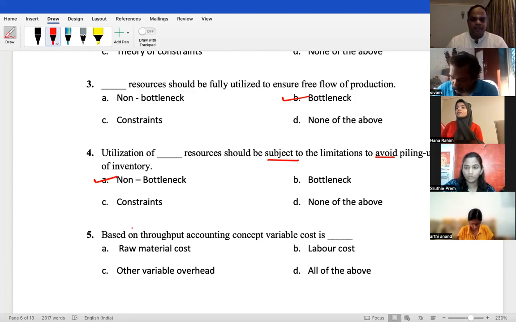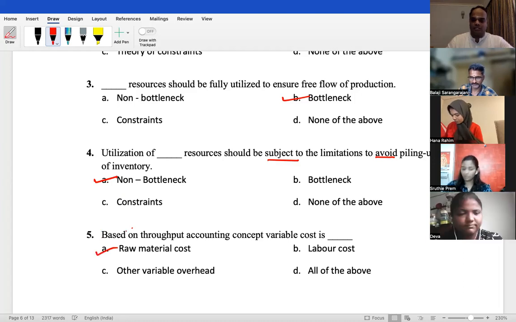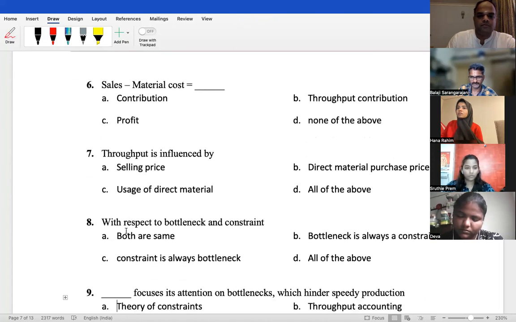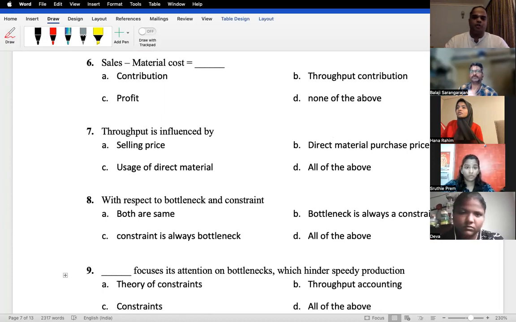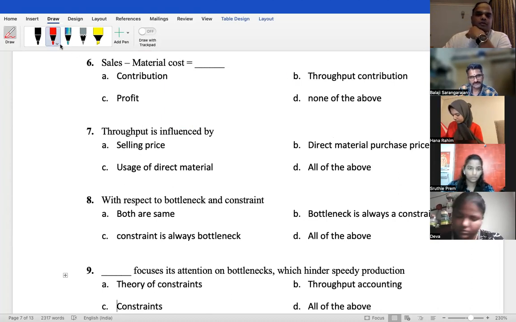Fifth one, based on throughput accounting concept, variable cost is dash. Raw material cost, labor cost, raw material cost, or raw material cost alone. Sales minus raw material cost is called contribution, throughput contribution, profit, none of the above. Called throughput contribution.